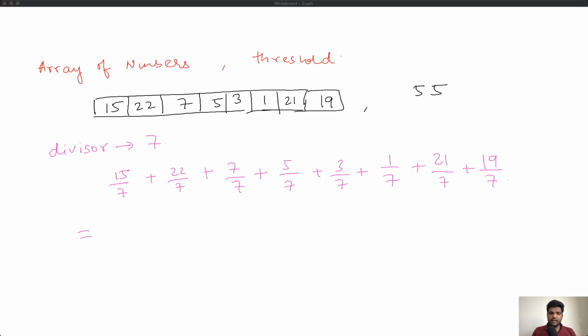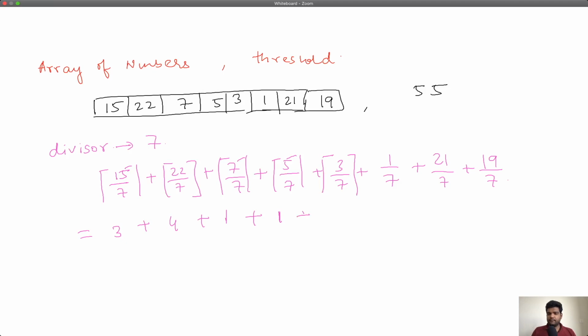So 15 by 7 in that case will give you a 3. 22 by 7 will give you a 4. 7 by 7 is 1. 5 by 7 will give you a 1 again because you have a ceiling for it. 3 by 7 will again give you a 1. 1 by 7 is again a 1. 21 by 7 is 3. And 19 by 7 is 3. So let's say you take the sum of this. This is 11, 14, 17. Right?